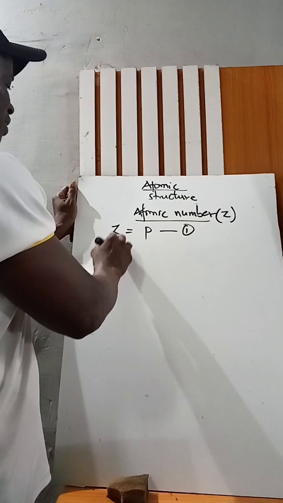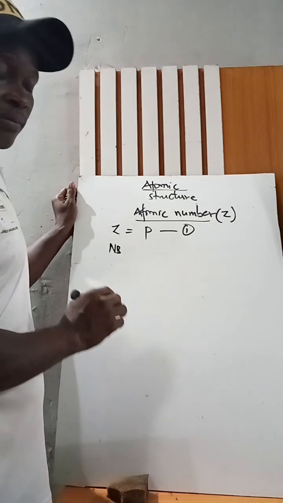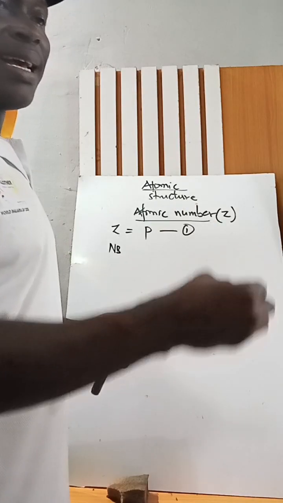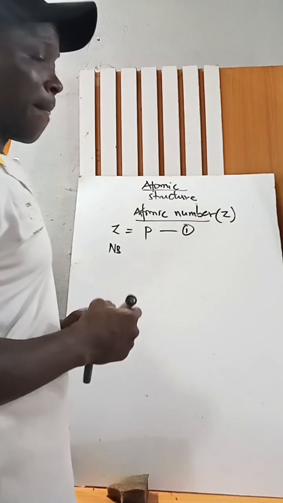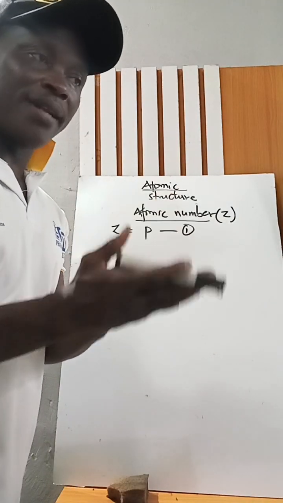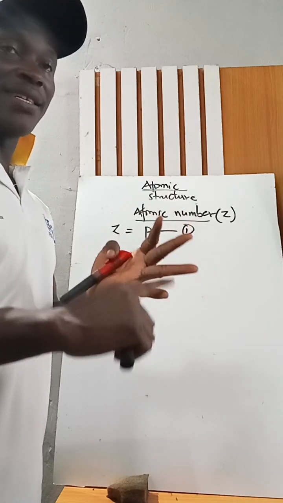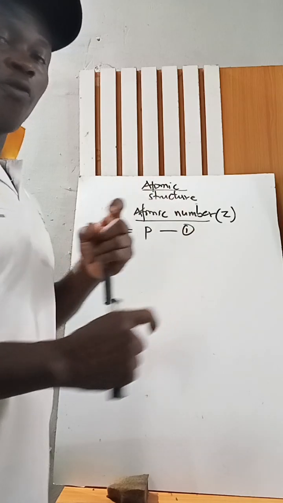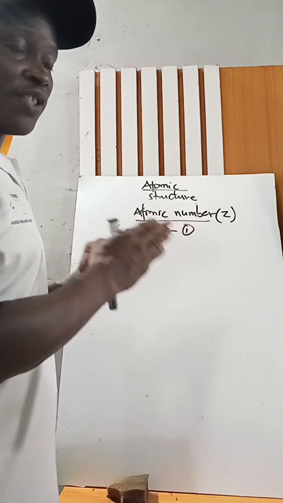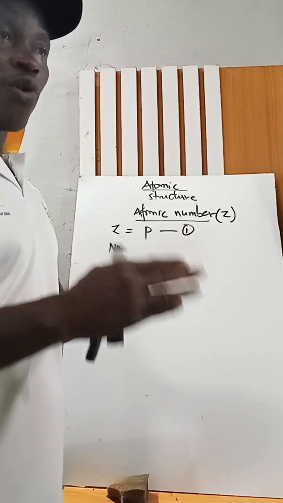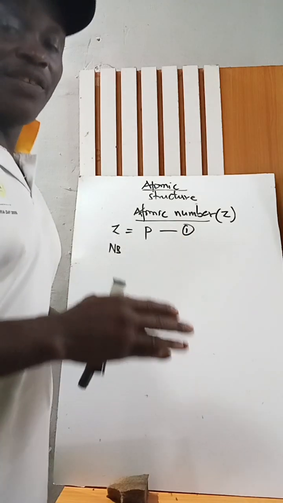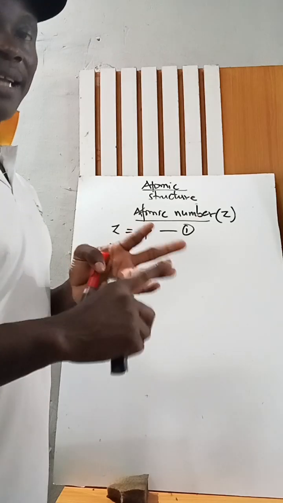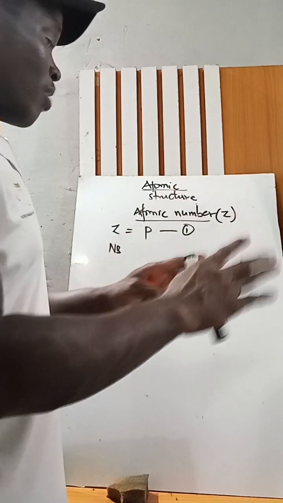Now I want you to notice what I want to do now. An element is said to be electrically neutral. An atom or element is said to be electrically neutral when the number of protons, that is positive charge, is equal to the number of negative charge, that is electrons. So an element is said to be electrically neutral when that happens.